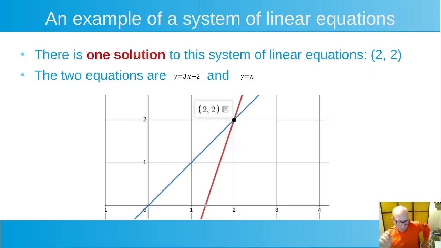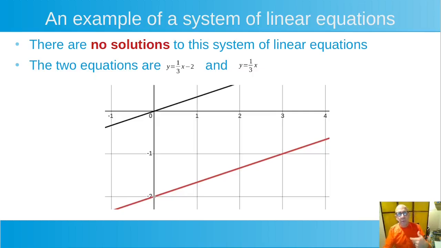So quick review. If we have a system of linear equations, so if we have two equations and they're both linear, they might have a solution, and that solution would be the point where they cross. However, not every system has a solution.